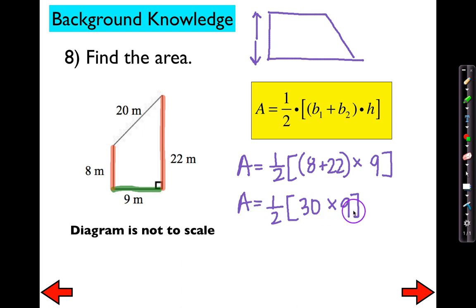And here, at this point, we can go ahead and cross cancel. I'm noticing a 2 and 30 do have a 2 in common, so I'm able to cross cancel there. 2 divided by 2 is 1. 30 divided by 2 is 15. So now area is basically left with 1 times 15 times 9. That's going to leave me with 135 meters, and you guessed it, it should be squared.